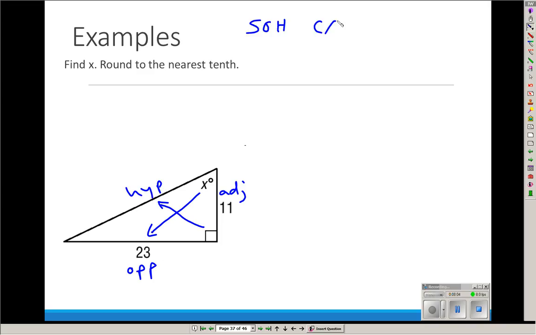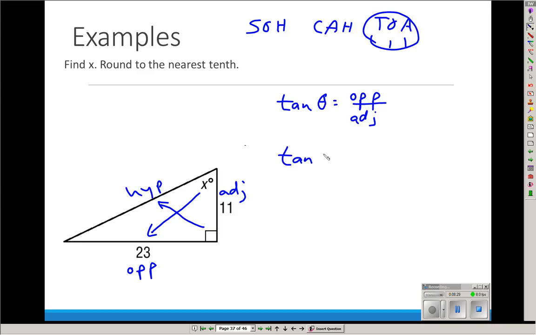And if you remember SOHCAHTOA, opposite and adjacent, so we will be using tangent. Tangent theta equals opposite over adjacent. Remember, identify the sides, opposite, adjacent, and hypotenuse, then decide if you're sine, cosine, or tangent, and then substitute in. So now we'll substitute in. Theta is x, opposite is 23, and adjacent's 11.